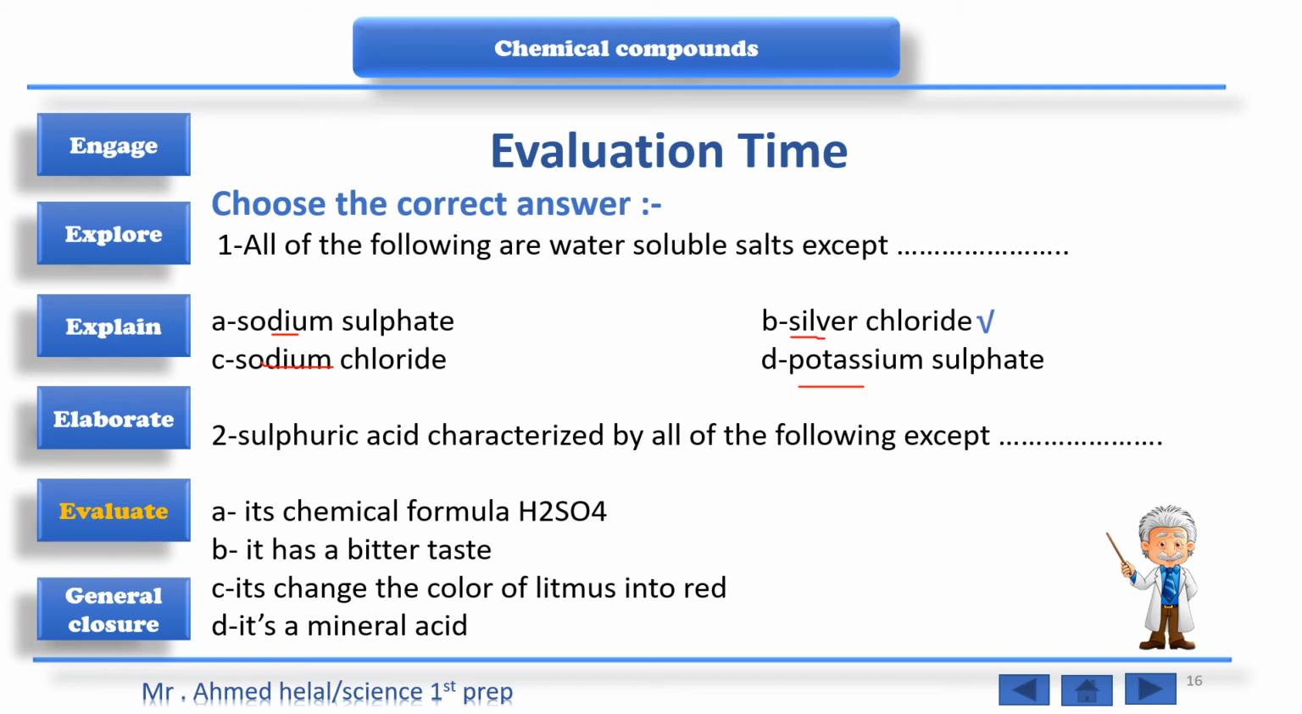Okay. Sulfuric acid is characterized by all of the following except: its chemical formula is H2SO4, it has a bitter taste, it changes the color of litmus paper into red, it's a mineral acid. Yes, it has a bitter taste. Actually, it has a sour taste. It hasn't a bitter taste, like lemon. Bases have a bitter taste.